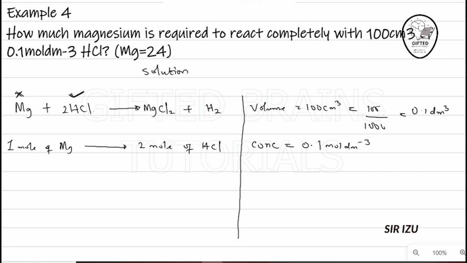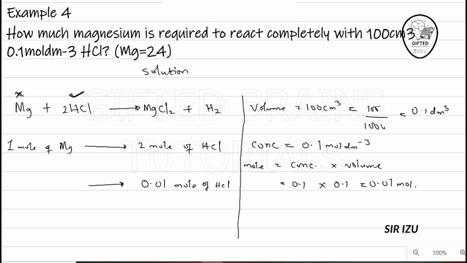Now, from what is given to me, I can get the mole. Mole here is concentration times volume. The concentration is 0.1. The volume is also 0.1. So this will give us 0.01 mole. That's the mole given to me. So I'm going to write that down: the mole of HCl given to us is 0.01 mole of HCl.